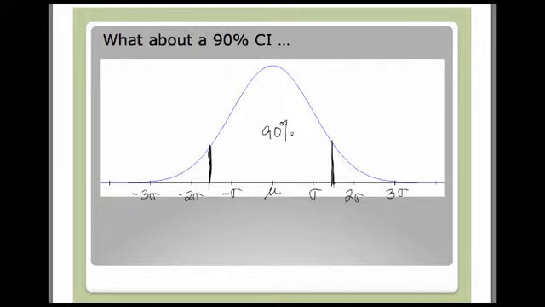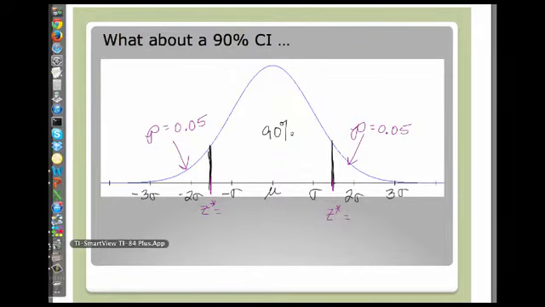If we have 90% caught in the middle, that leaves 10% left over between the 2 tails. So if there's 10% left over, obviously there has to be 5% in each tail. So 0.05 is the area. What we want to find is the z star that goes with that. Once again we can use our inverse normal.